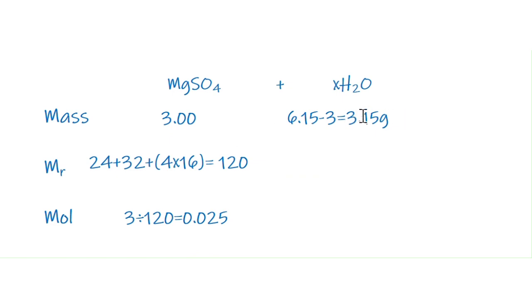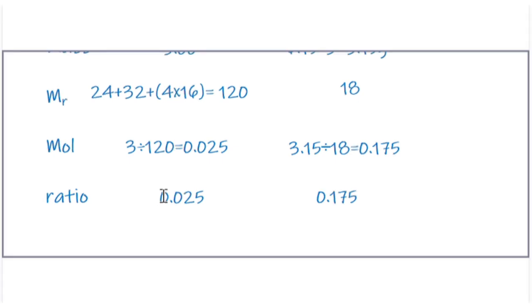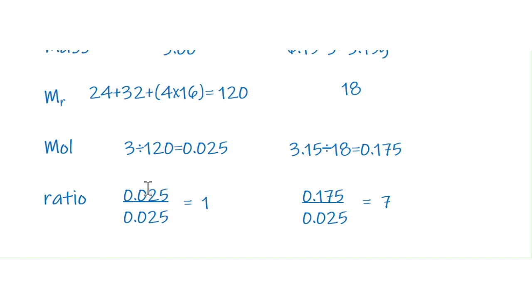Now we're working out the ratio, but we have got a mass of XH2O. So this is where it's slightly different. We put the mass in for the XH2O as follows. 6.15 take away 3 gives us 3.15 grams H2O. The H2O MR is 18, so to get the number of moles of XH2O is 3.15 divided by 18 gives 0.175. So now we have a ratio of moles of the anhydrous to the water, 0.025 to 0.175, but our ratios must be whole numbers.